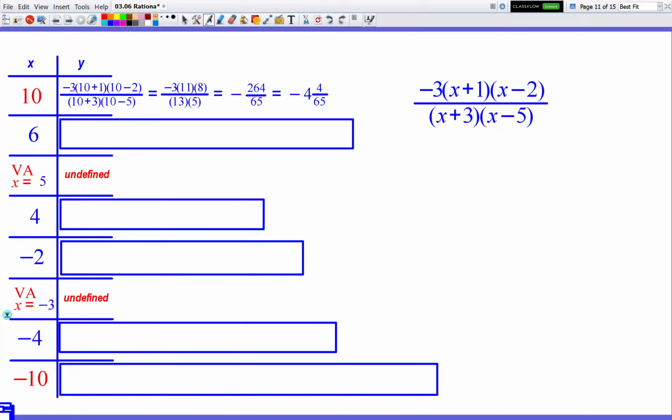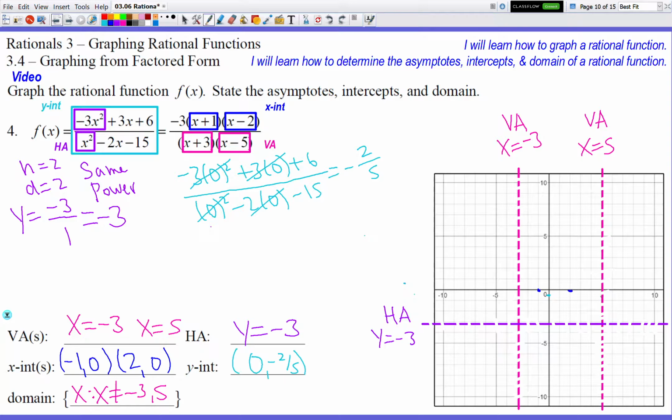Okay, so we're going to plot 10. We're going to crunch all the numbers. We get negative 4 and 4/65. Okay. So let's get this ready. I want blue ink, I think. So let's plot this dot. So 10 comma negative 4 and 4/65. And negative 1, 2, 3, 4, and then a little bit lower than that.